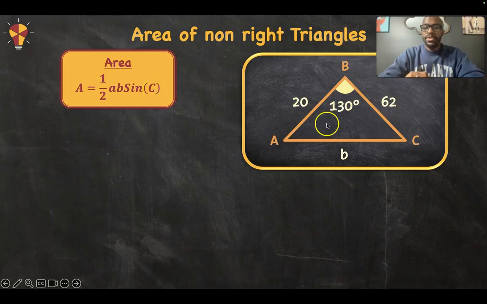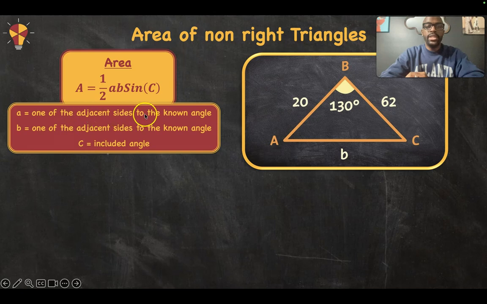So if I'm looking at this figure here, A and B are specifically the adjacent sides to the known angle, and C is the included angle. So in order to find the area of a non-right triangle, you need two of the sides and you need that included angle. All right, so two of the sides and the included angle.